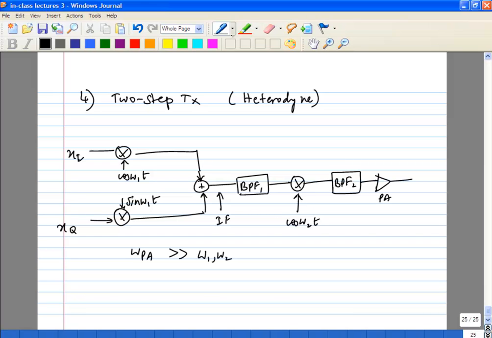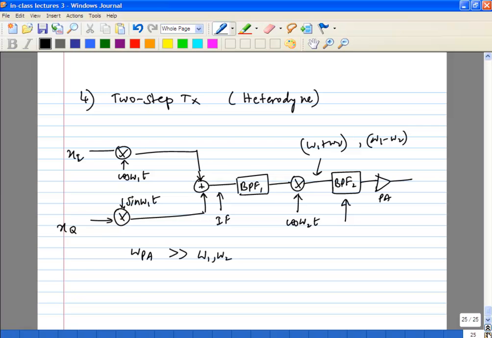Okay. Now, the only thing to remember is, all the mixers we have studied so far produce both of these guys, right, of equal amplitudes. So this BPF2 will have quite strict requirements, because the power levels at this point, once you go to the end of the transmitter, are quite high. Okay.